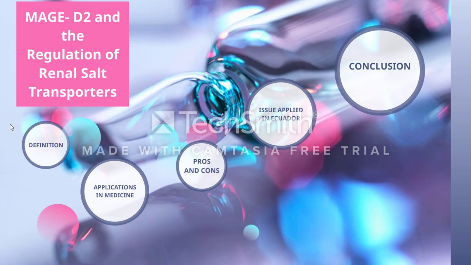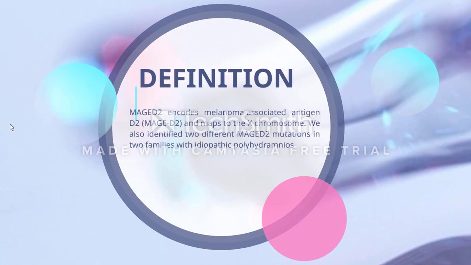Hi, my name is Peter Peñarrer, and we're going to talk about MAGE D2 and the regulation of renal cell transporters. Definition: MAGE D2 encodes melanoma-associated antigen D2 and maps to the X chromosome.